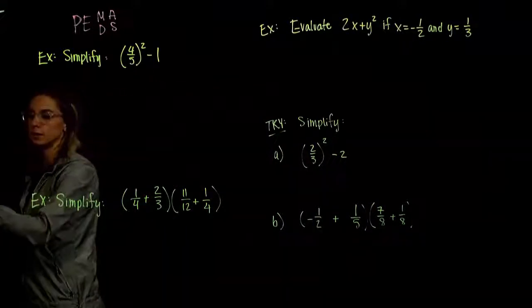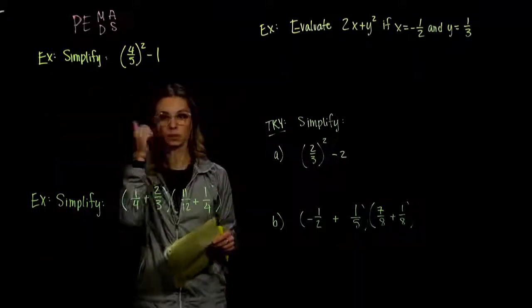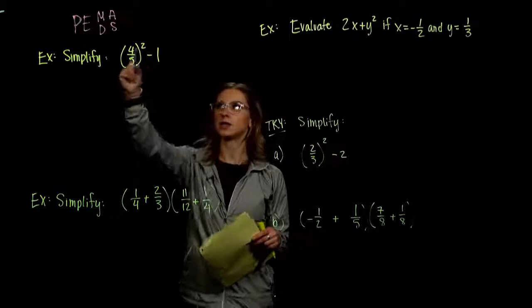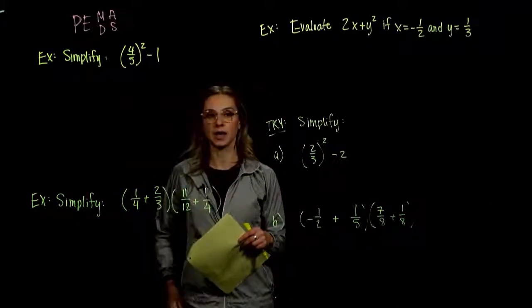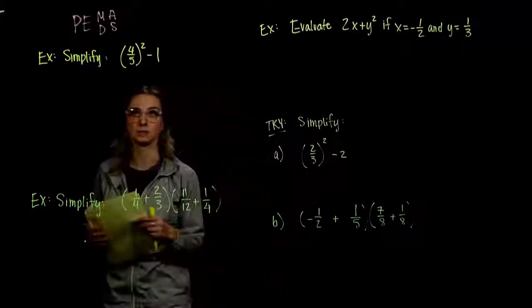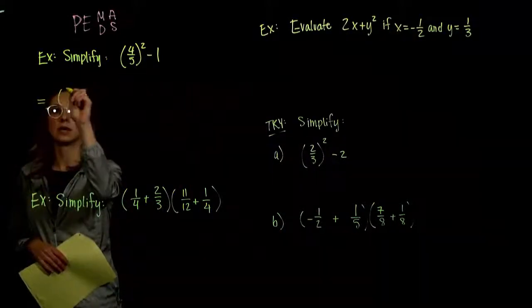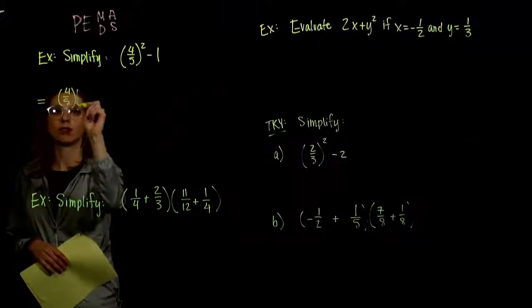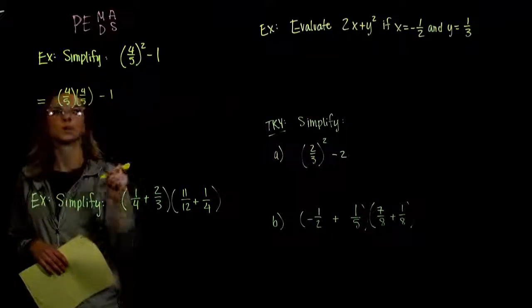So in this first example, what should we compute first? The P represents parentheses. Can we do anything on the inside of our parentheses? No. So next in line, we should deal with the exponents. This tells me to take 4/5 times itself, 4/5, 2 times in total, and then subtract 1.